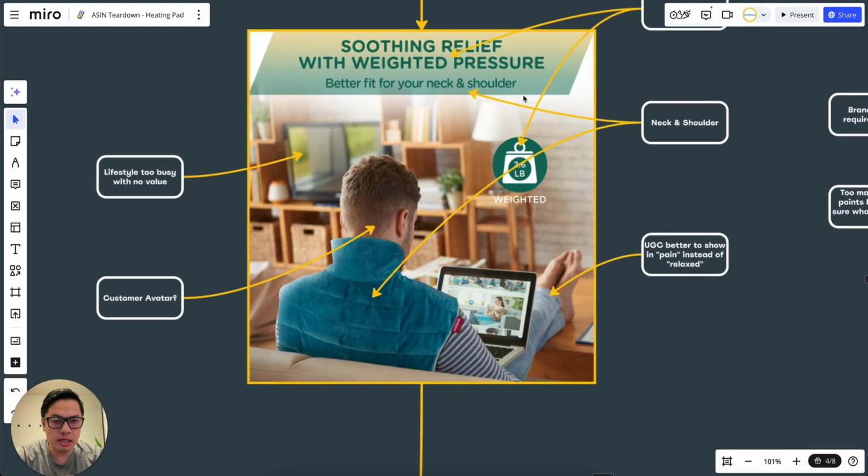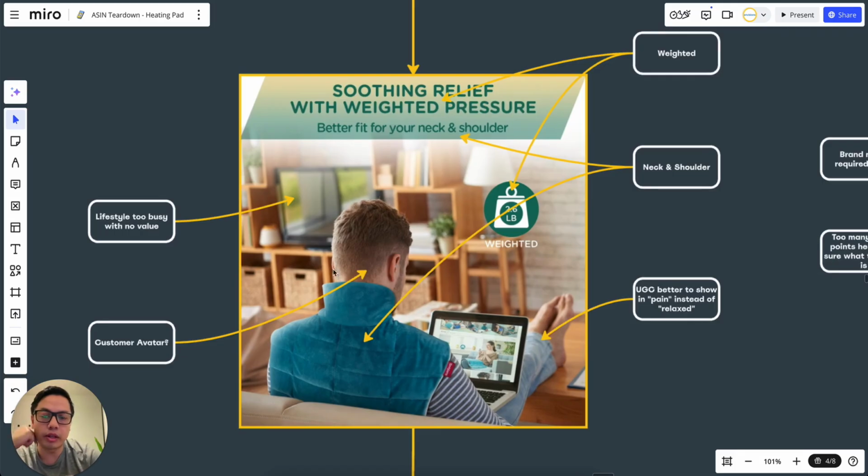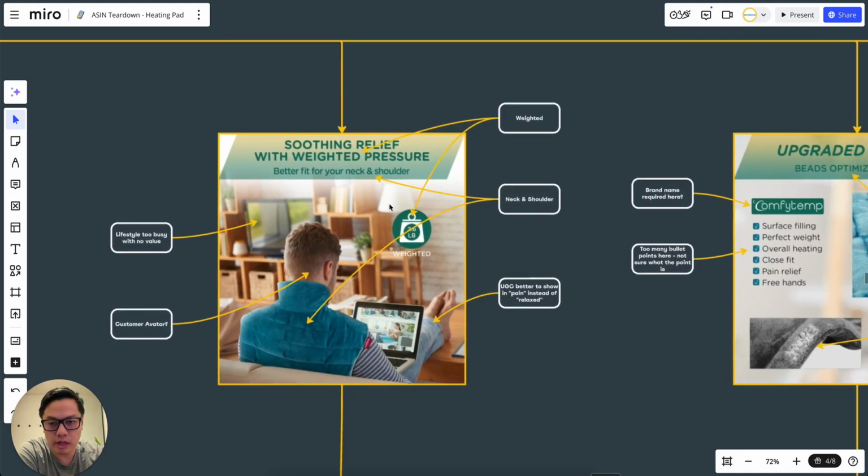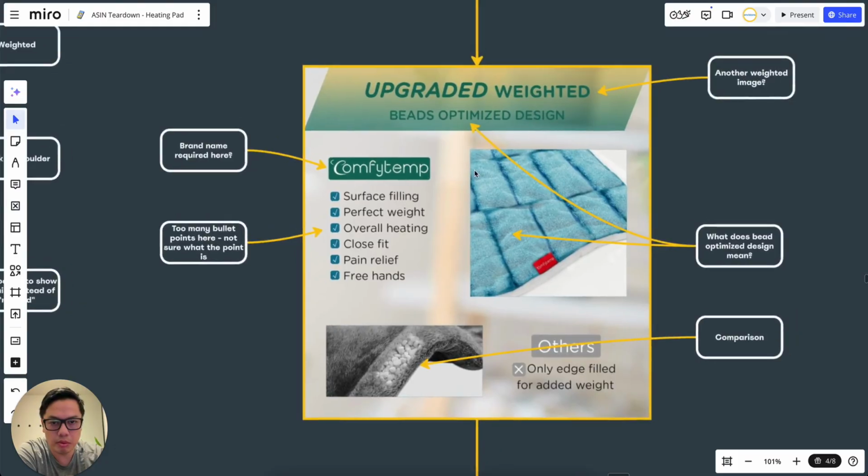Other things I see, they call out neck and shoulder. Is this the right customer avatar? Maybe it could be. It's the busy UGC. Yeah, I noticed they look too relaxed. I would say go the opposite direction and show the pain. And there's just a little bit too much going on here. Lifestyle is too busy. You don't immediately know that they're talking about weighted pressure, which is key here. So they're clearly converting for weighted, and they're relevant for it based on the data that we have. So again, putting more emphasis on weight is probably pretty important here.